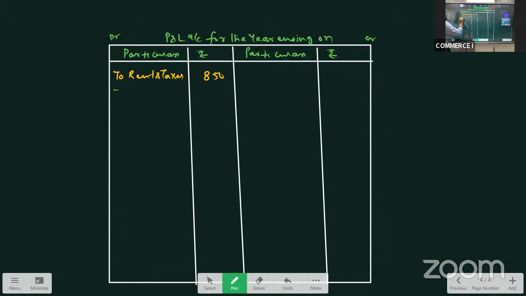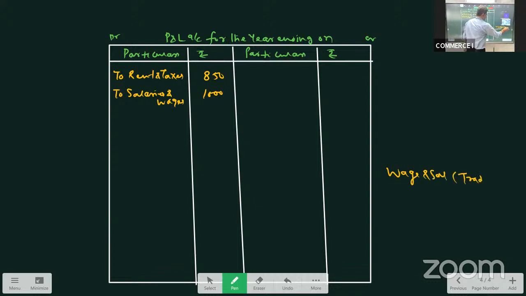Then salaries and wages. Salaries and wages are given as 1000. In the last problem, wages and salaries was given, so we took it in the trading account. And if salaries and wages are given, we will take it in the profit and loss account. See the first word. If it is wage, it should go to trading. If it is salaries, it would go to P&L. So wages and salaries, 1000.